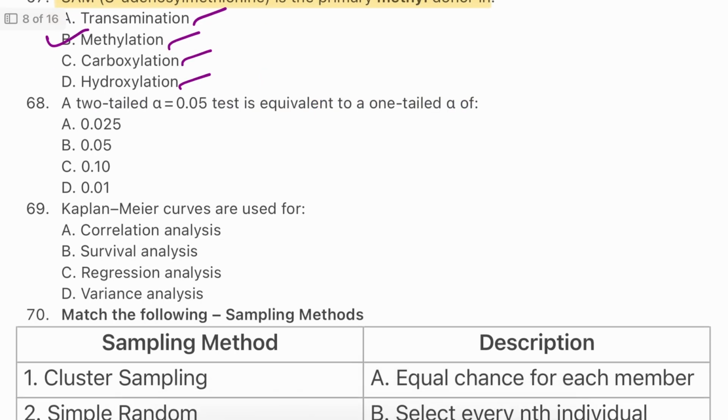Question number 68. A two-tailed alpha equal to 0.05 test is equivalent to one tail alpha of 0.025, 0.05, 0.110, 0.01. The answer is A. 0.025. Two-tailed alpha equal to 0.05 splits into 0.025 per tail for one tail test.